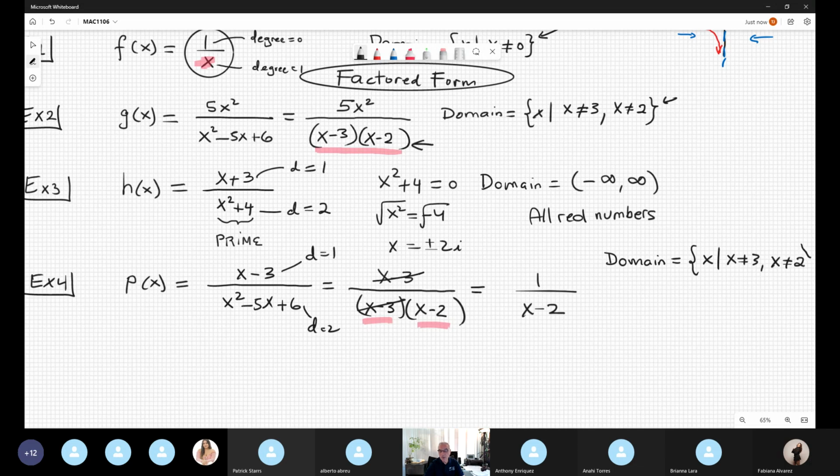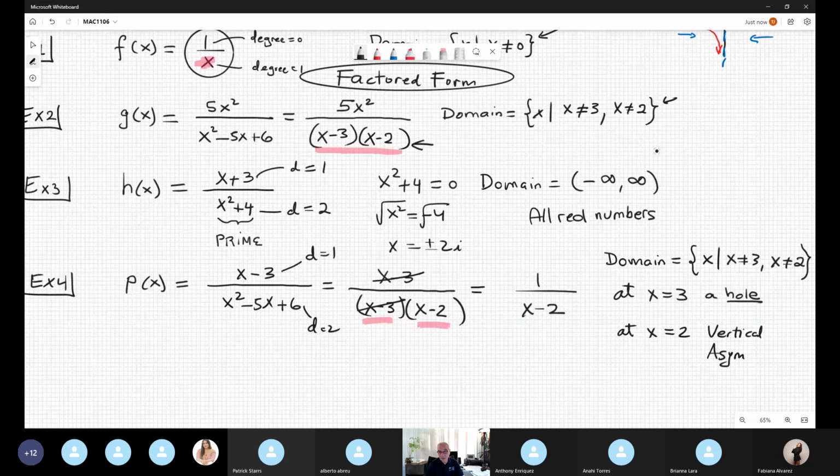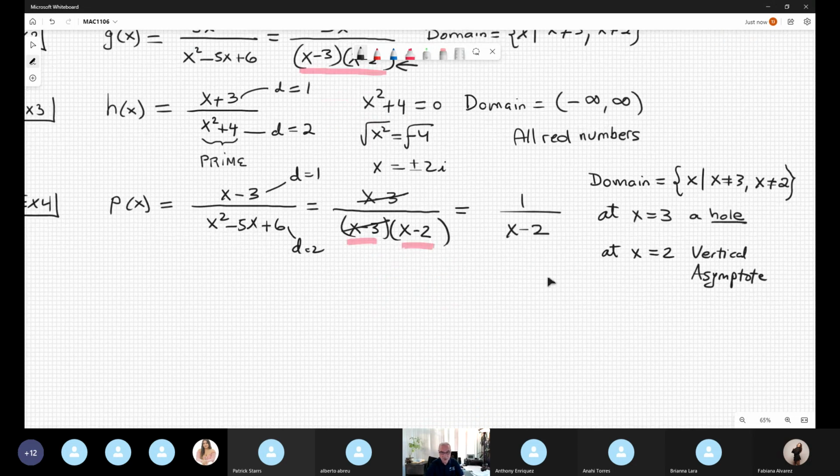However, what's the new thing that this brings me? One factor is cancelled and one factor is staying. The factor that gets cancelled is always considered a hole. So at x equal 3, we have a hole. I want to explain what is a hole. And the factor that stays is obviously, at x equal 2, a vertical asymptote, very similar to the thing that we discussed before. Let me try to do my best. This is not the moment to do graphics, but I try to illustrate this idea.